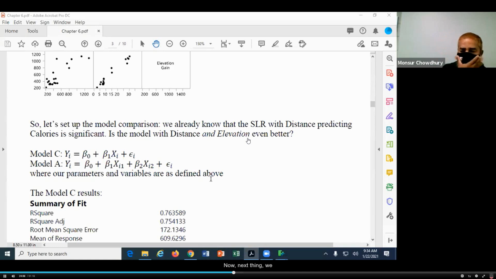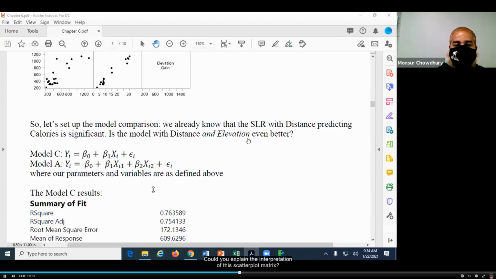Now, next thing, since we included one more predictor, this is what we just saw from the graph, but we need to prove it by comparing the models. Comparing the models means we have to write the two models. One model we call the compact model, and the other one we call the augmented model. So what is our compact model in this case?